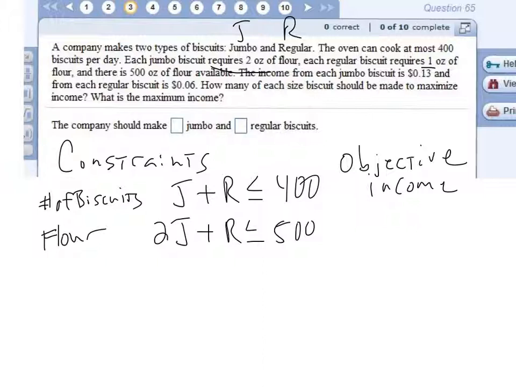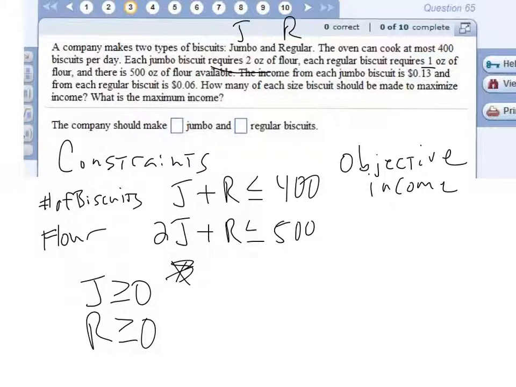The other thing to worry about is, sorry, not X, but J. I have to make at least 0 biscuits, right? So I know that the number of jumbo biscuits has to be greater than or equal to 0. I also know the number of regular biscuits has to be greater than or equal to 0. In other words, I'm only going to be working in the first quadrant.